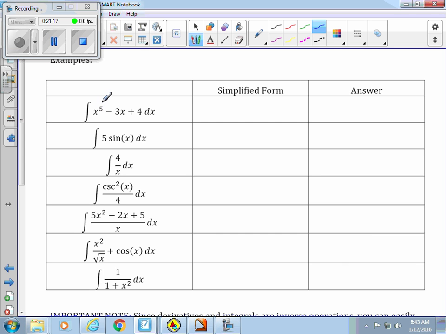Okay. So this looks a little intimidating because it has three pieces from yesterday with pluses and minuses in between. What can I do? I can split them up. You don't have to. In fact, this is probably the last time you would ever split a polynomial up, but you can. I can do the antiderivative of x to the fifth, the antiderivative of 3x, and the antiderivative of 4. So, how would I do x to the fifth?